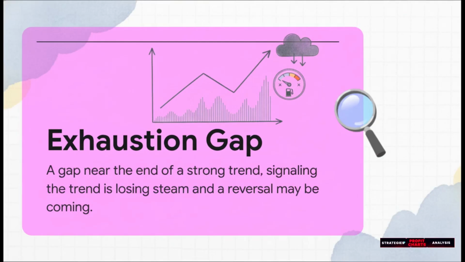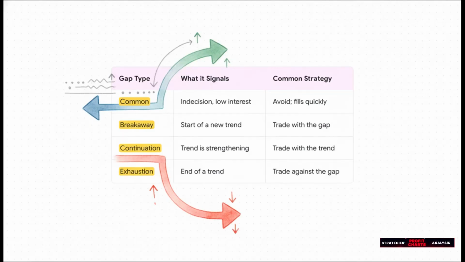And finally, we have the exhaustion gap. Now this one's a warning sign. It shows up late in a strong trend, often on one last big burst of volume, but then the price just stalls. It can't follow through. This is a huge signal that the trend is running out of steam and a major reversal could be right around the corner. So let's just put all that together in one place.